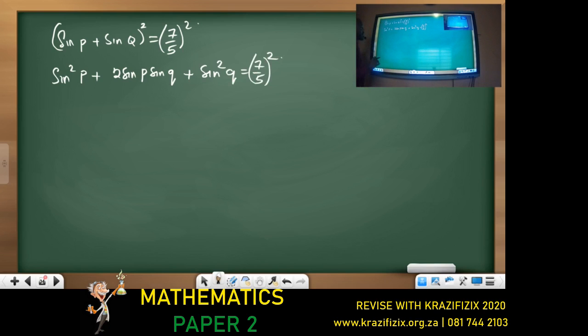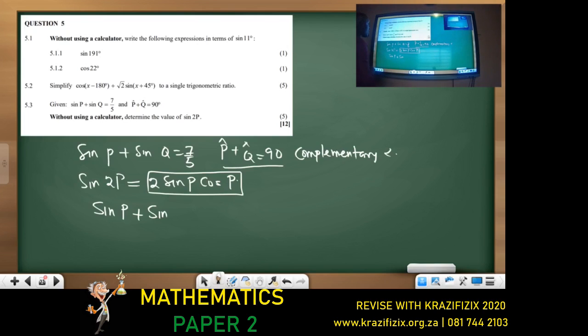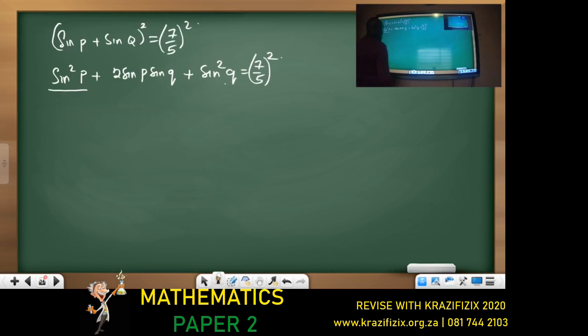We're getting somewhere. There's just a little problem. Okay, hold on. This is q. There's a little dynamics that we need to then use here. All right, what is my dynamics? Look at my complementary angles. P plus q is equal to what? 90.